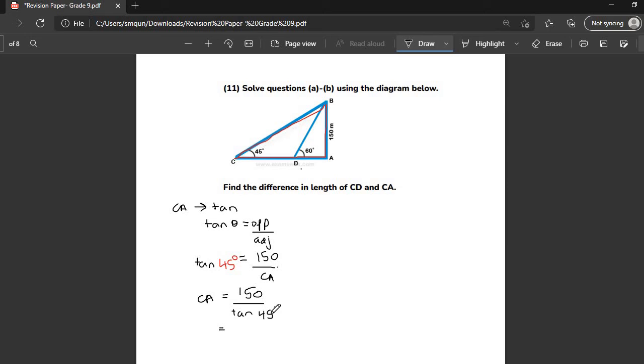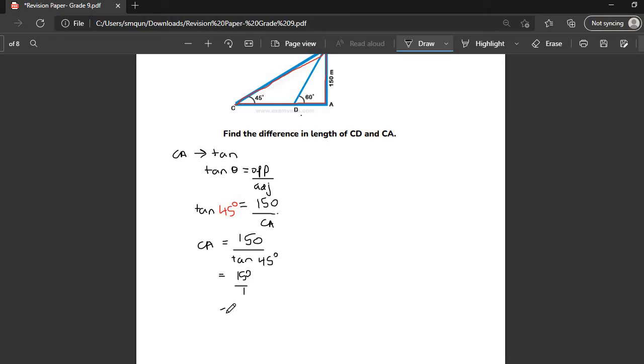And remember, when you're doing this part, you have to ensure that your calculator is in degrees. I explained in part 1 how you would do that. So it's going to be 150 over 1, which would give you 150. The unit that you put is going to come from the known side, which is meters. So I'm going to add meters to my distance for CA.